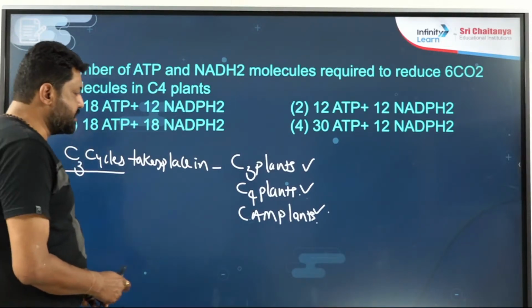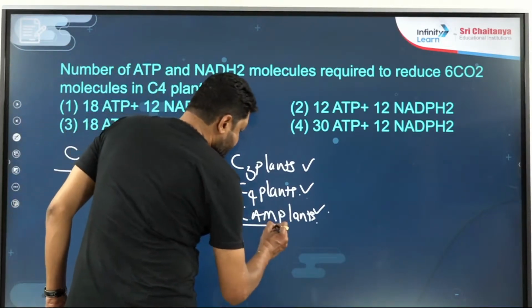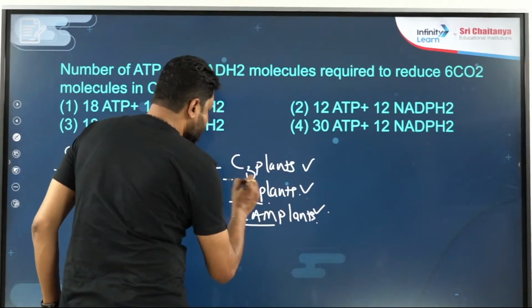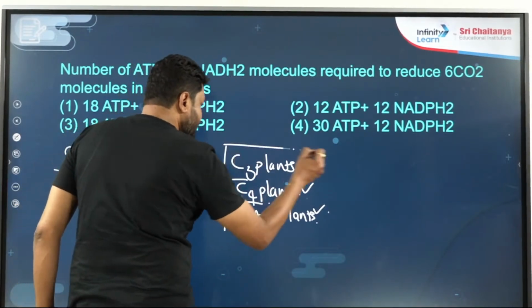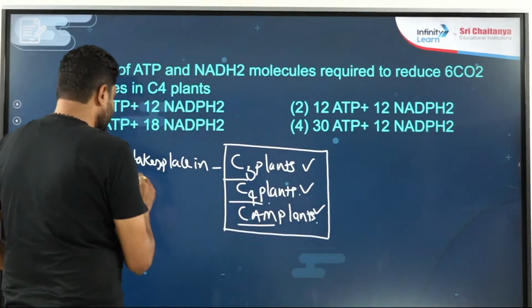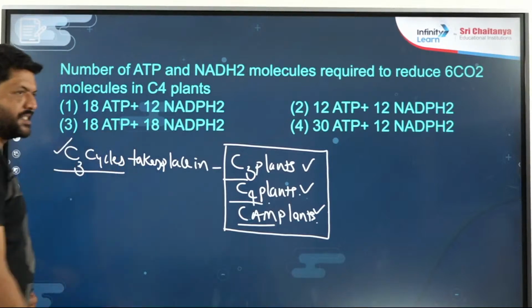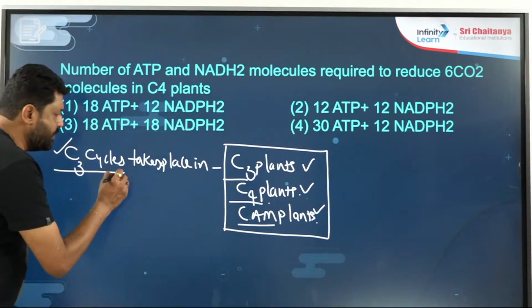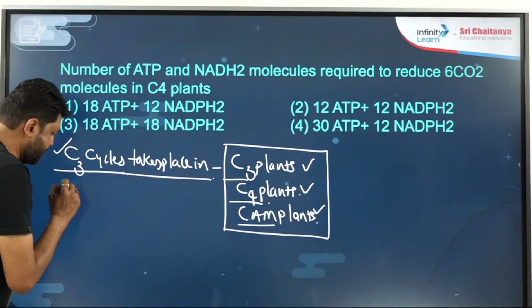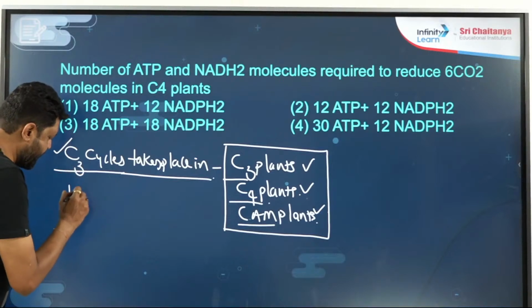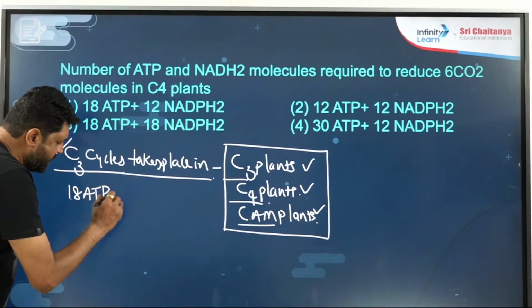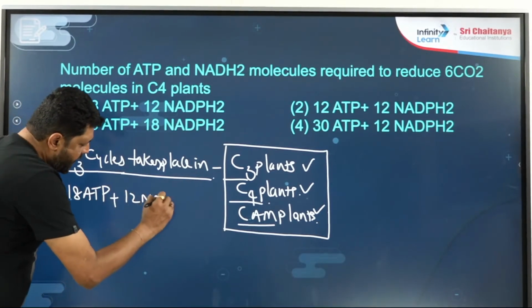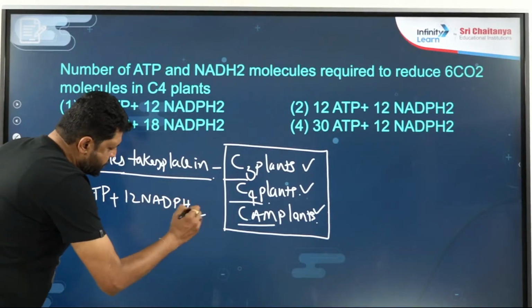Such kind of plants, CAM plants, C4 plants, C3. So what is common in all plants? The C3 cycle is common. In all plants, the C3 cycle is common. Just now we revealed that for the C3 cycle 18 ATP plus 12 NADPH2 is required.